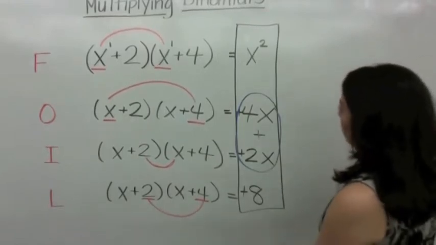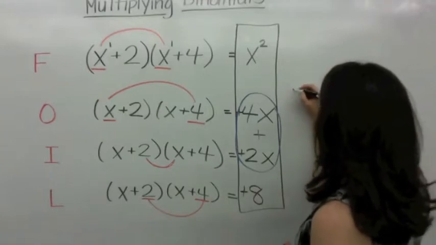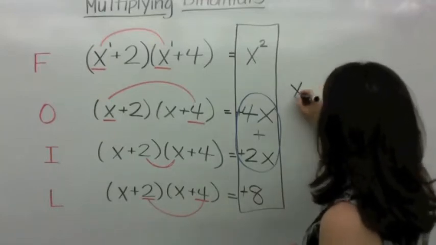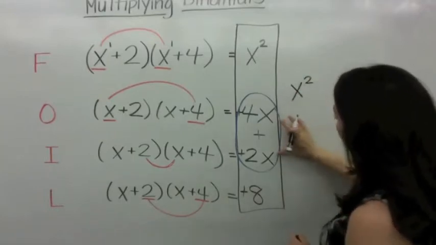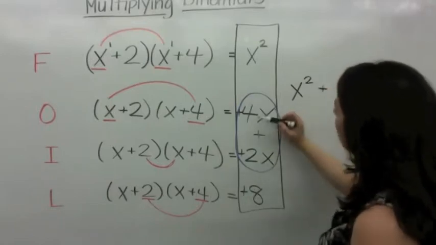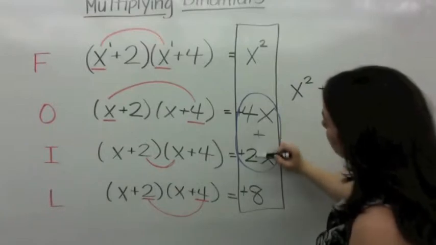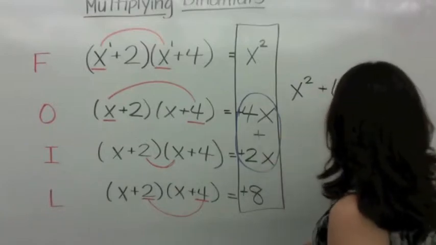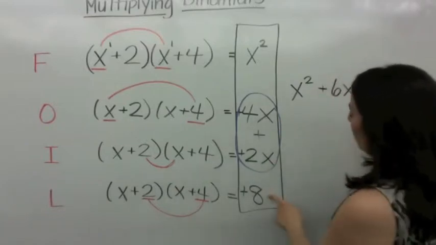We say, okay, we're going to start at the top. We're going to say the answer or the expression is going to be x squared. Then we're going to say, what's 4x plus 2x? 4x plus 2x is, just add 4 plus 2. 4 plus 2 is 6x, exactly. And then what about the number?